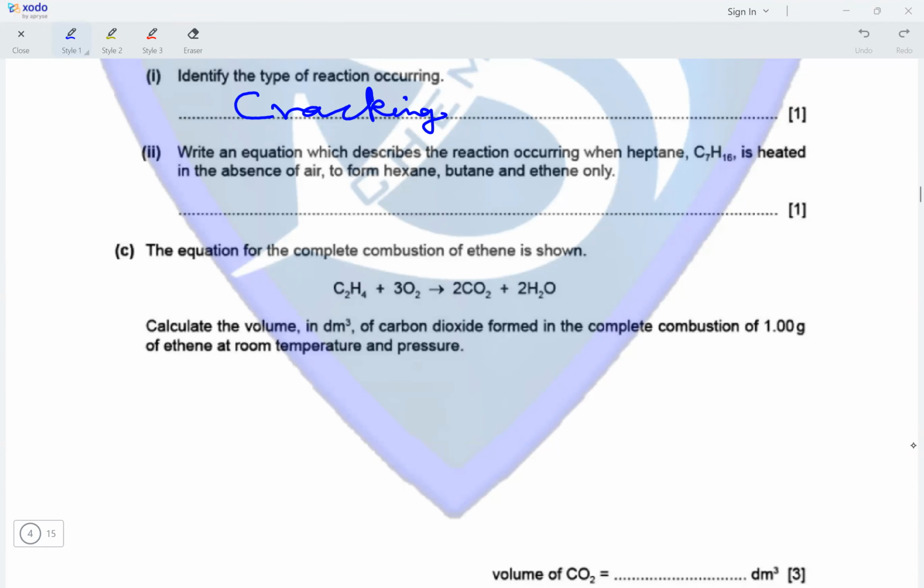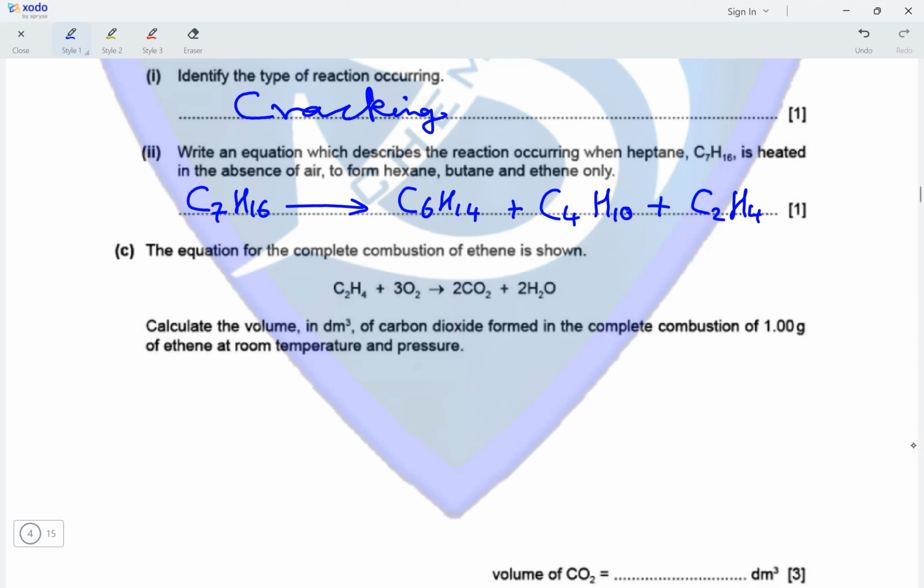Write an equation which describes the reaction occurring when heptane C7H16 is heated in the absence of air to form hexane, butane, and ethene only. So let's put down these reactants and products initially. So we've got C7H16 cracking to form hexane, which is C6H14, butane, which is C4H10, and ethene, which is C2H4.